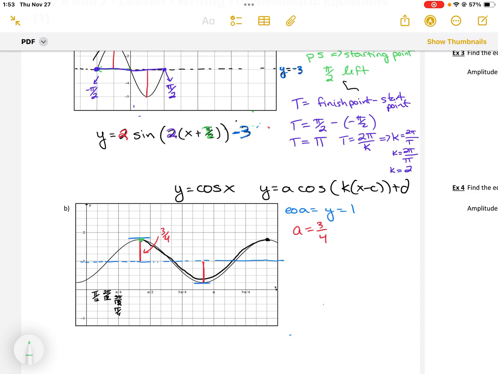Now I'm going to identify my phase shift. I'm using this green value as my starting point, which looks like it is at, let's see, 3 pi over 12, 4 pi over 12. This would be at 5 pi over 12 to the right of the y-axis. So that means that my phase shift is 5 pi over 12 to the right.